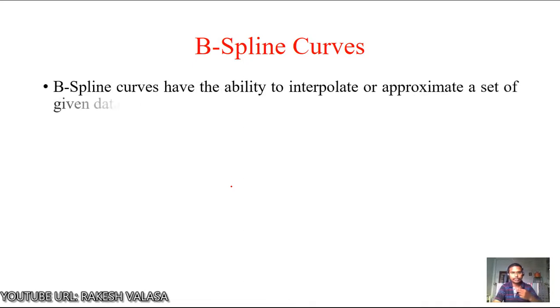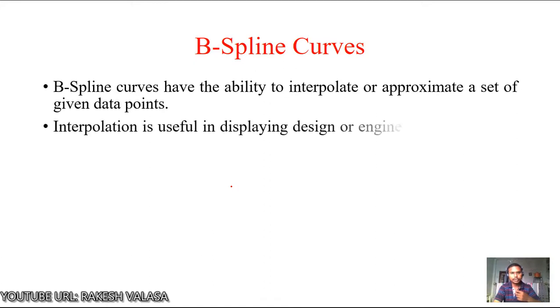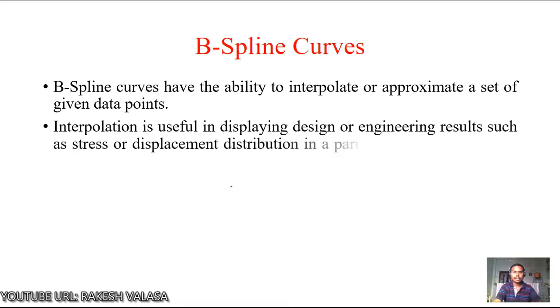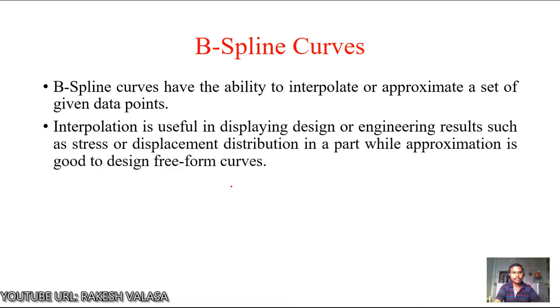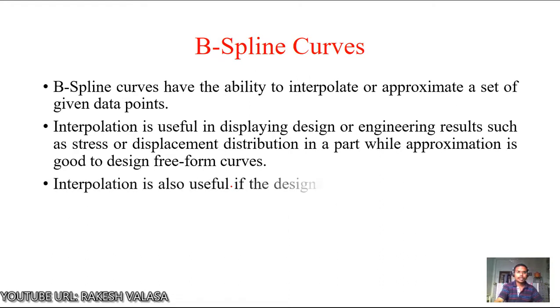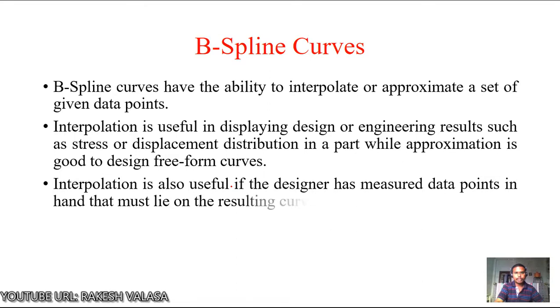Let us see the summary of b-spline curves. B-spline curves have the ability to interpolate or approximate a set of given data points. Interpolation is useful in displaying design or engineering results such as stress or displacement distribution in a part, while approximation is good to design free-form curves. Interpolation is also useful if the designer has measured data points in hand that must lie on the resulting curve. We will discuss these three points in the properties of b-spline curves.